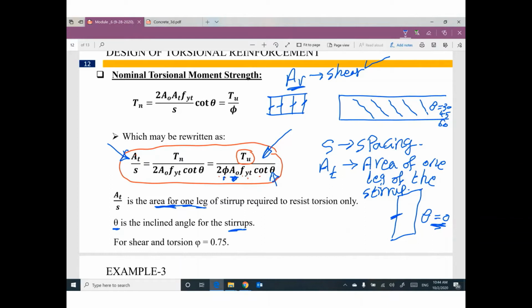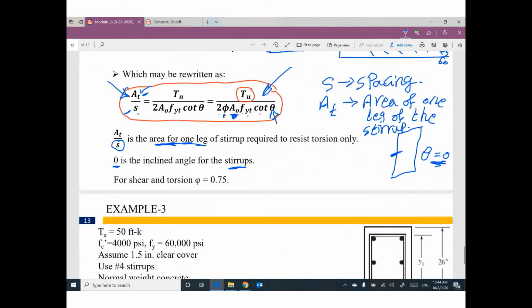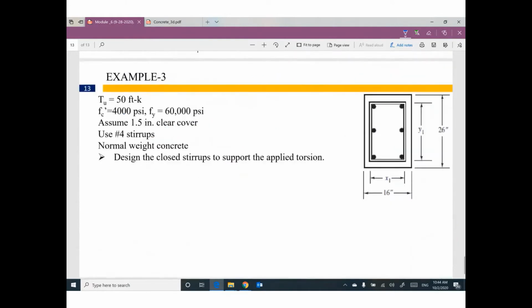S is the spacing. So I give you an expression for area T divided by S. It's up to you. You can assume S to figure out the area T, or you can assume area T to figure out the spacing. Let's do one example and see what's going on. For torsion, it's very easy to solve this problem. It's a piece of cake.